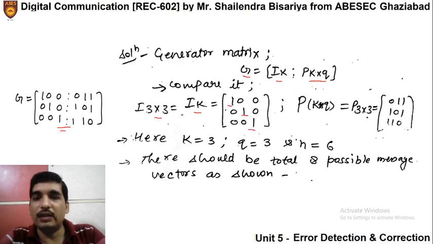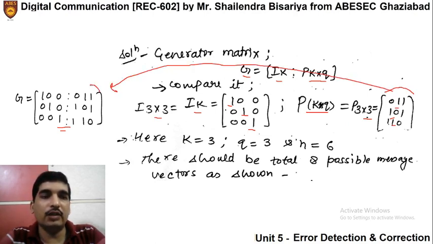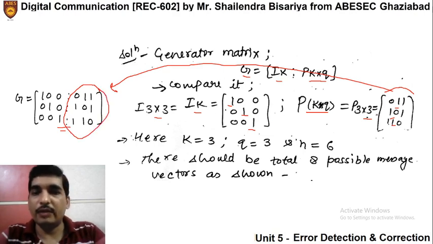So the parity matrix is of size k by q, that is 3 by 3: 0 1 1, 1 0 1, 1 1 0. You can see that this parity matrix is this right hand portion here, right? So we have separated these two terms.